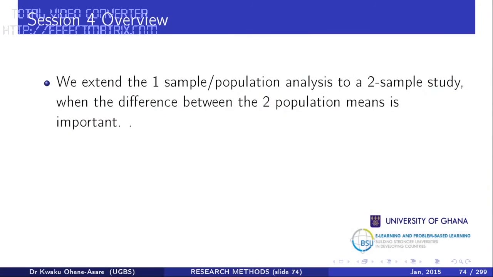So let's look at the overview. It's section 4 overview. We are going to extend the one sample this time to a two sample study where the difference between the two population means is important. So we have two samples, but the focus is on the means of the samples. I'll give you an example.